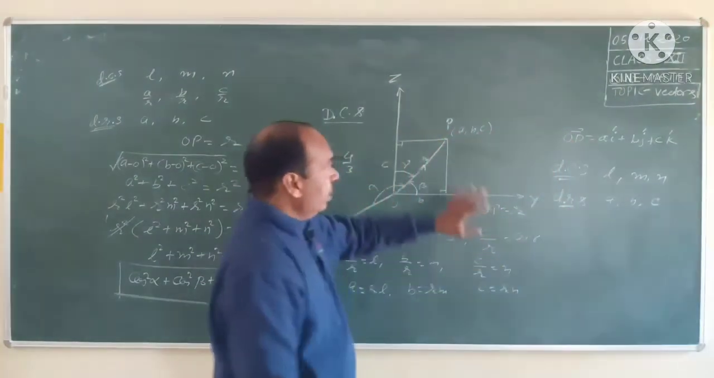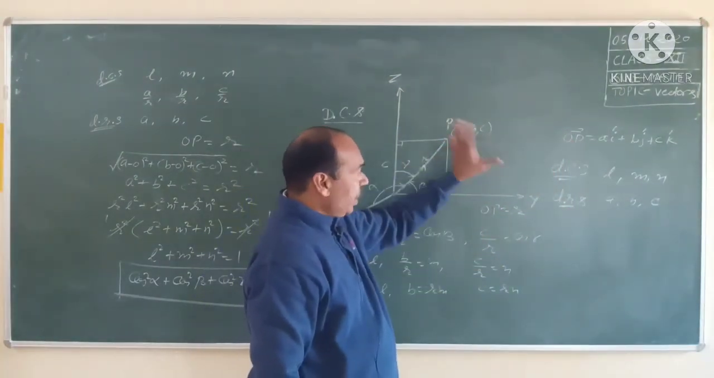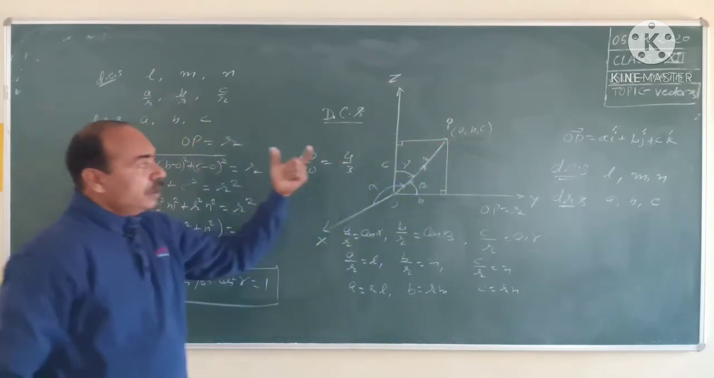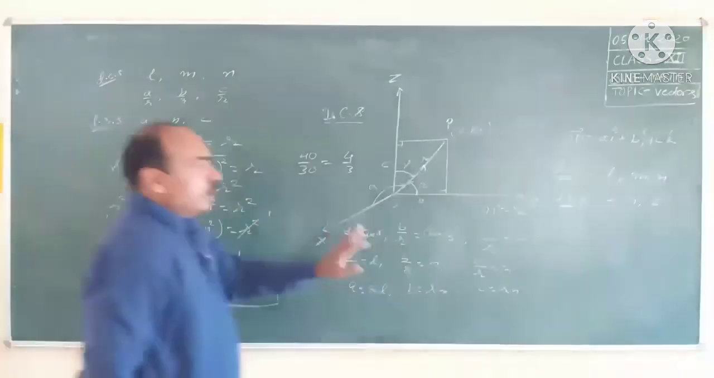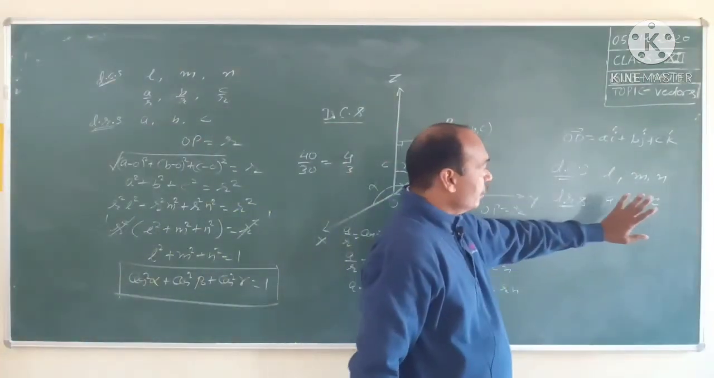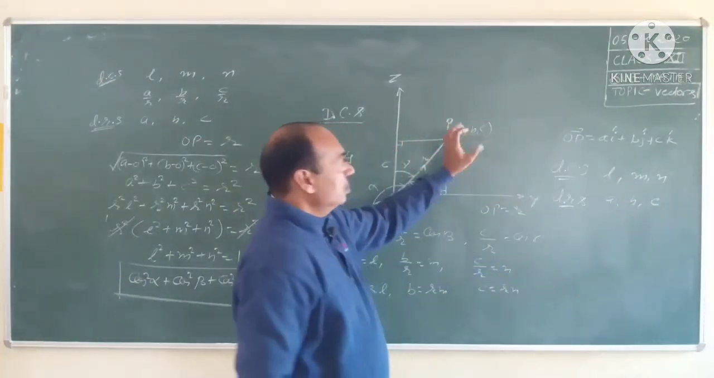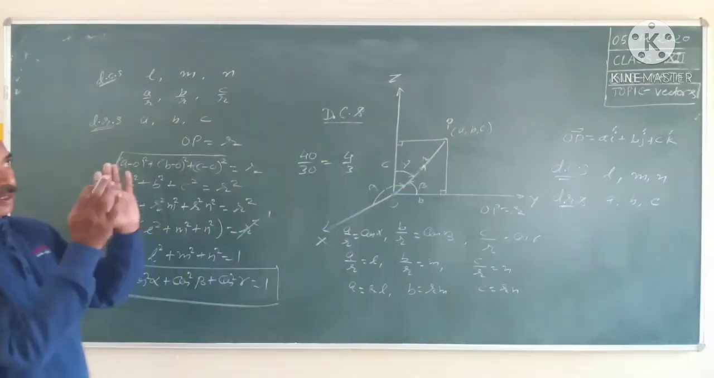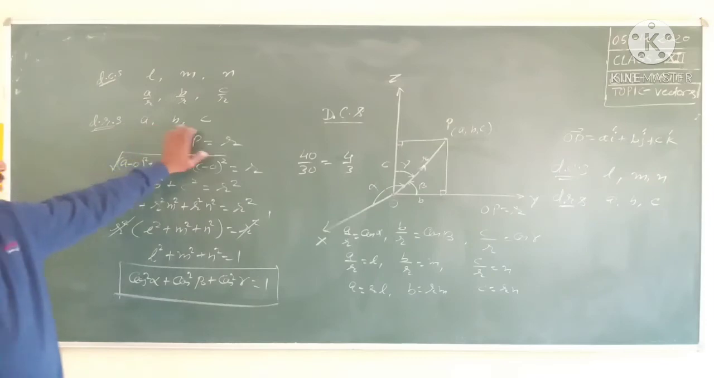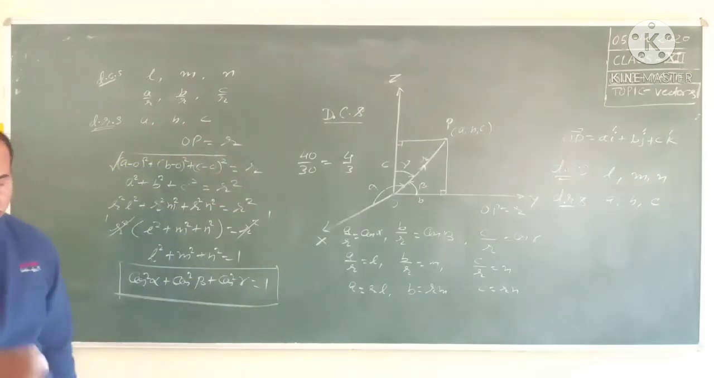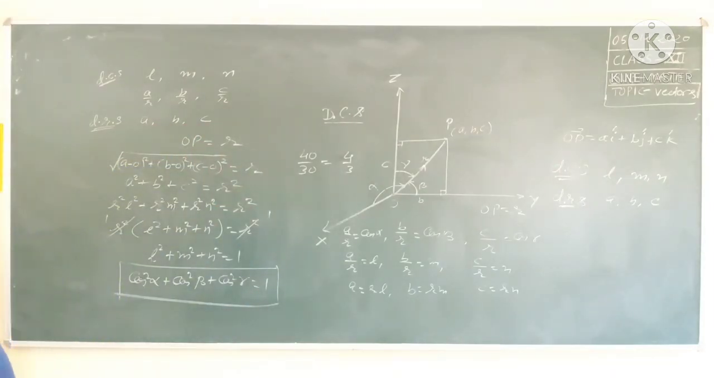Don't write a bracket. If you make a bracket, then it is like the coordinates of a point, x coordinate, y coordinate, z coordinate. Write simply A, B, C. If you use a bracket, it will feel as if it is a coordinate. So write only A, B and C. This is DRs.